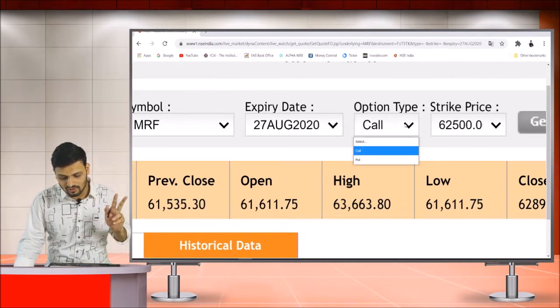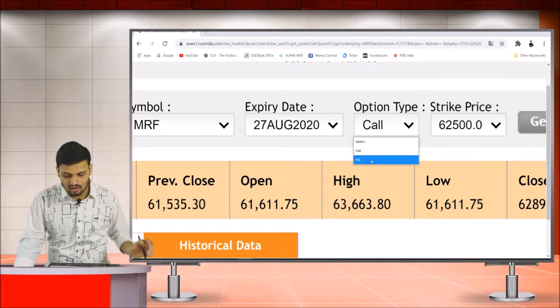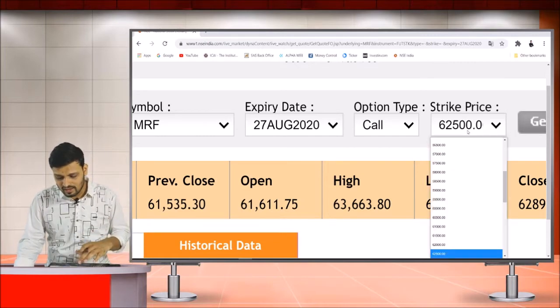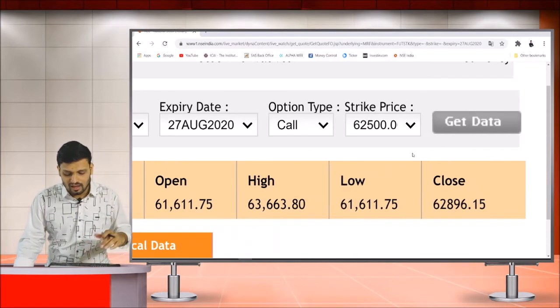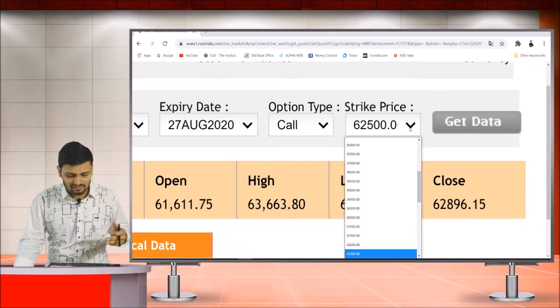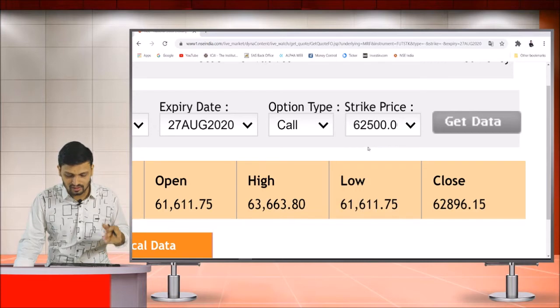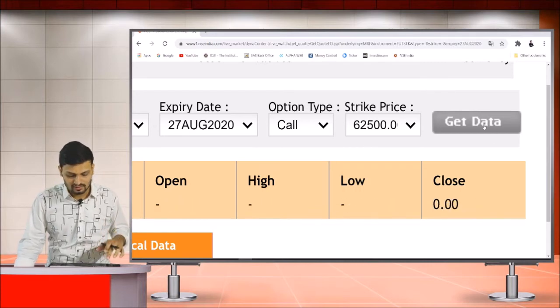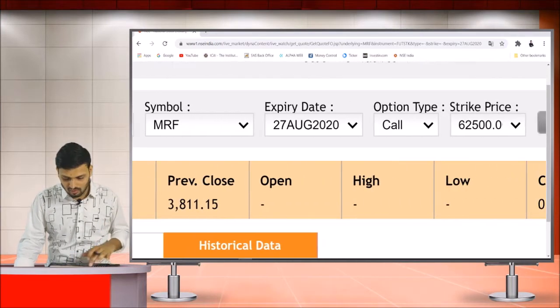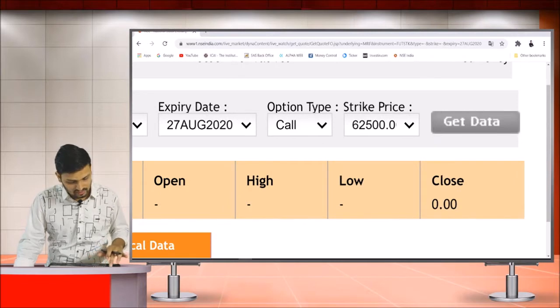There are two types of options. One is call option, the other one is put option. Strike price, you can decide. I will come back to the strike price later, but as of now, let us just take a strike price of 62,500 and get data. Okay, probably this is not showing us the exact figures.